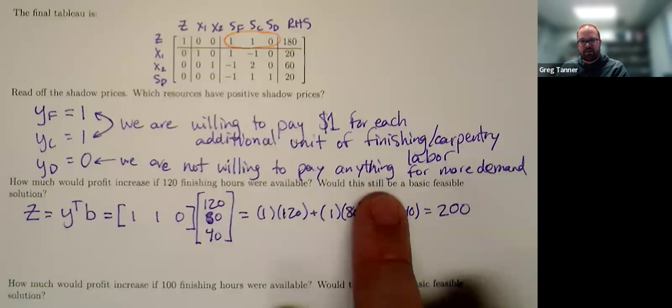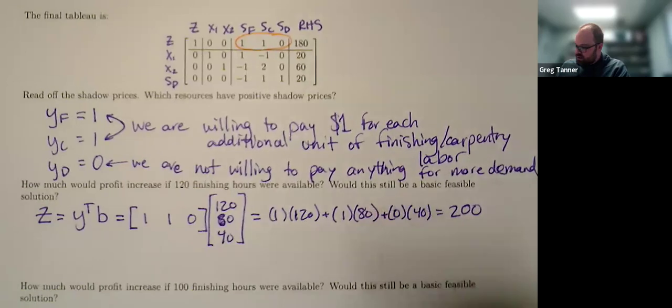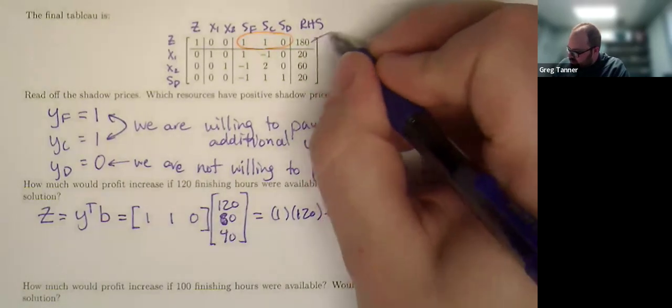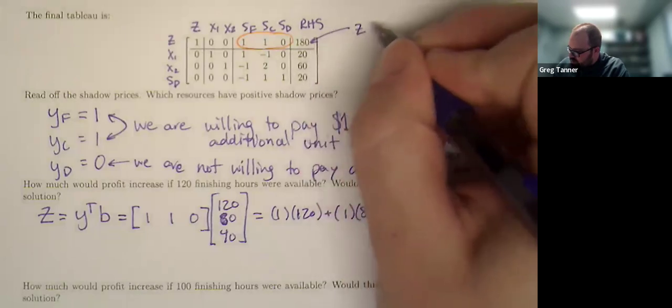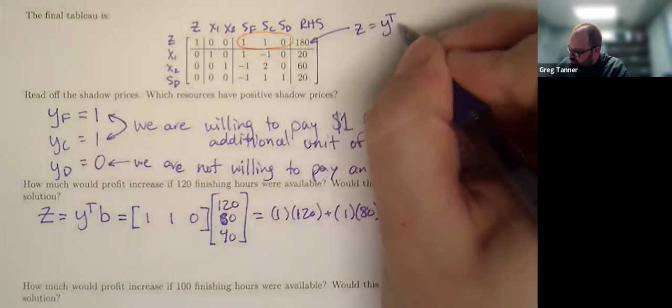Would this still be a feasible solution? To do that, let's point out a couple of things here. Z is going to be Y transpose B.